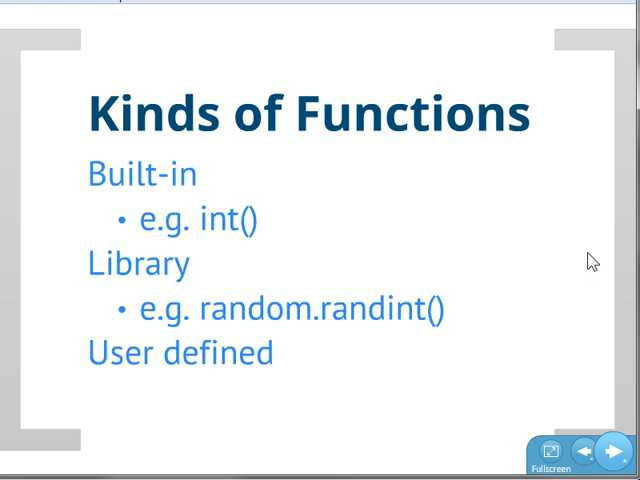Three kinds of functions include built-in, such as integer, the int function, library, such as the random library with the randint function, and then the functions that you define yourself.